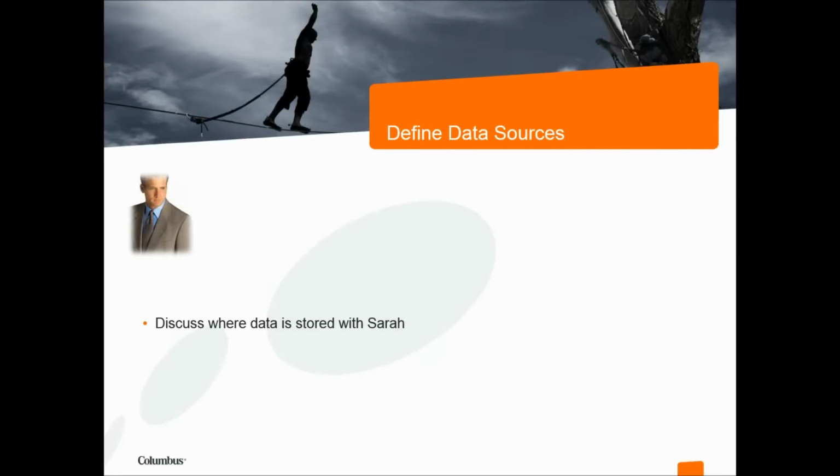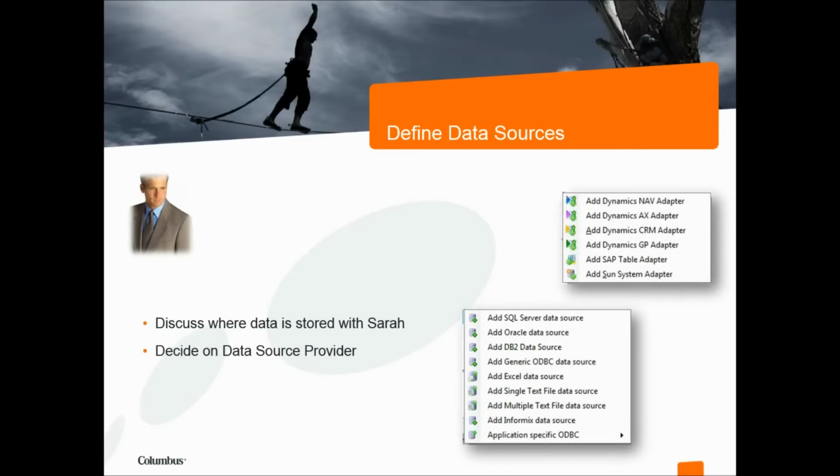So what's Oliver going to do? Oliver's going to discuss with Sarah where the data is currently stored within the business, and then he's going to look to the timeXtender tool and decide which data source providers he wants to use to extract that data from the source systems. And there are many available, and there's an example of some of them.